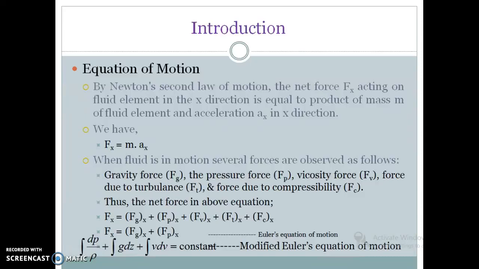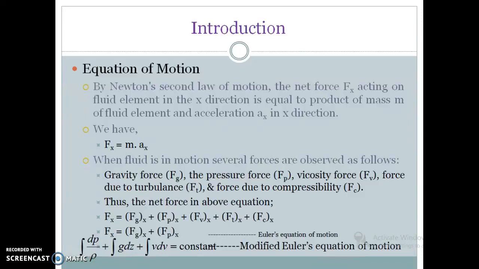That equation is the Navier-Stokes equation. And the third one, in which we consider only the forces due to gravity and the forces due to pressure. That means the force due to viscosity is negligible, force due to turbulence is negligible, and force due to compressibility is also negligible. Then we have the equation Fx is equal to Fg in x direction plus Fp in x direction, that is the Euler's equation of motion.